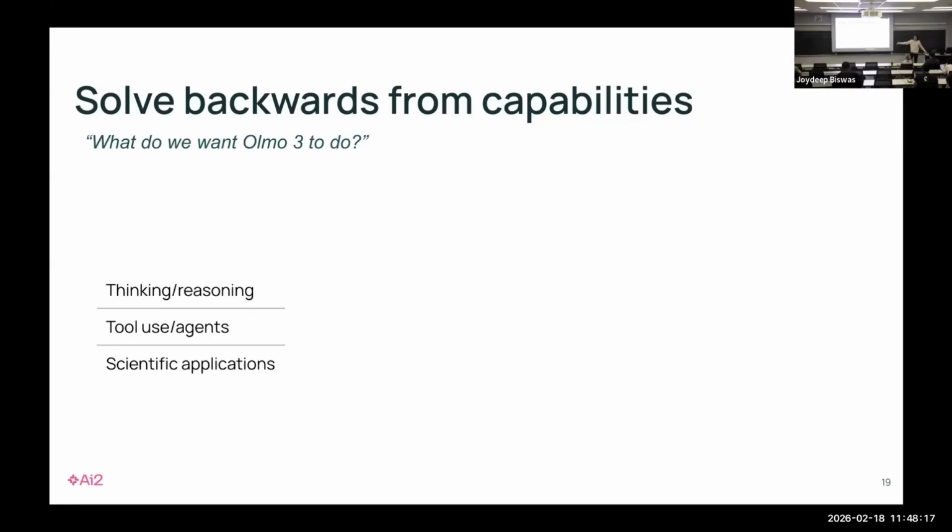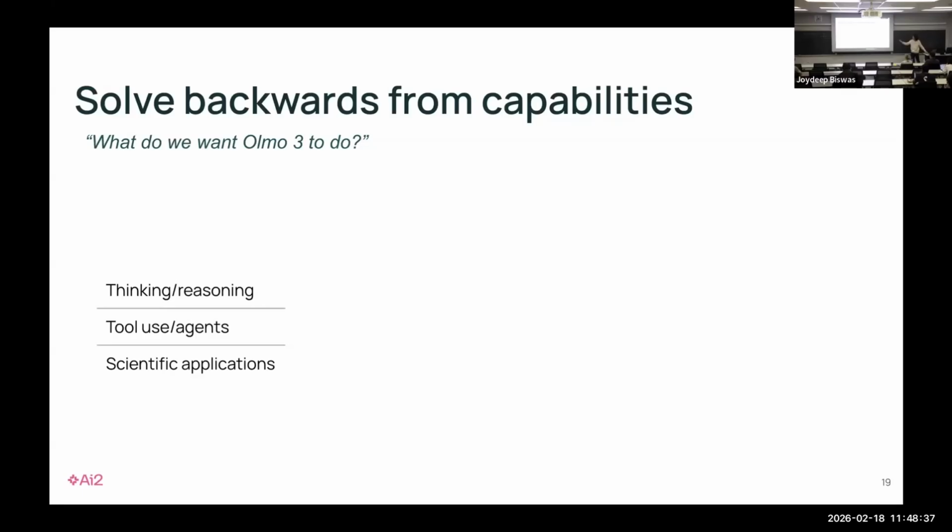So in the case of Olmo 3, we were thinking, what was Olmo 2 really bad at? It couldn't do any reasoning, it couldn't do any coding, it wasn't specialized in any scientific applications, and it can't use tools. So we just enumerated a few of these and said, this is what we're going to focus on, and we're not going to focus on other things. That eliminates a giant search space of other things we have to worry about.